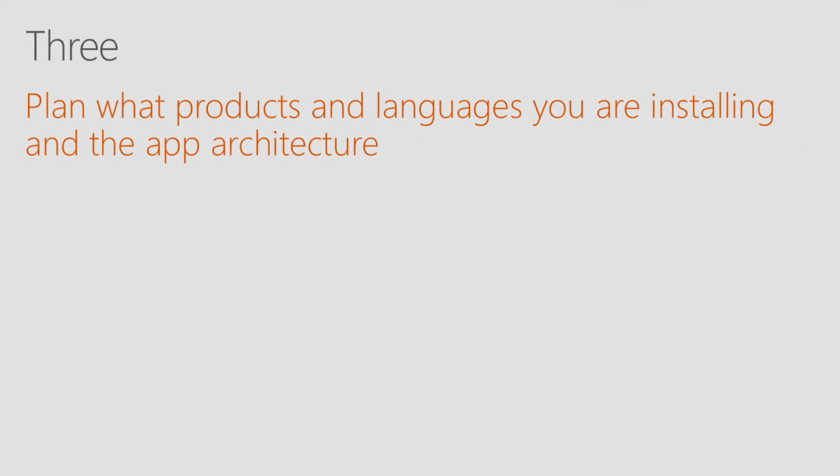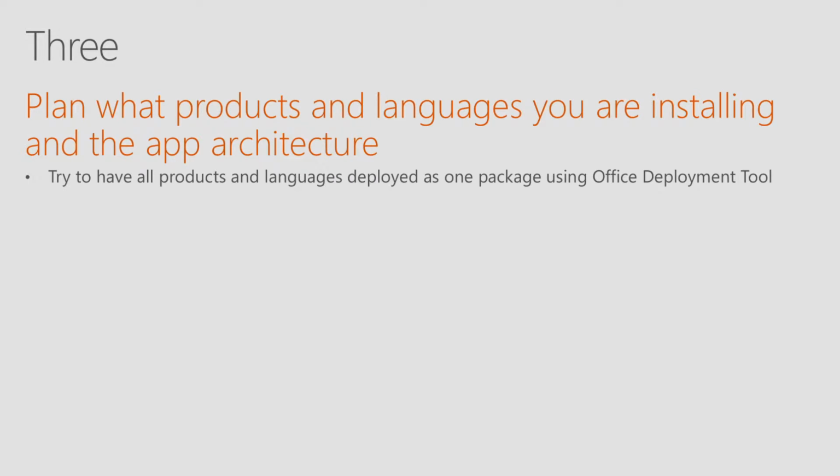The next one is you want to have a good comprehensive plan on which products and what languages you are planning to install, including the app architecture. So what I mean by that is, if your company is multinational and there are 3 or 4 language packs that you need, it's a good idea to deploy all of those at once.